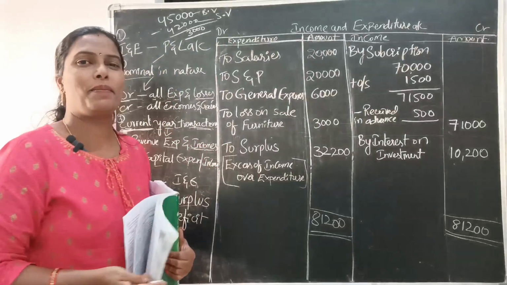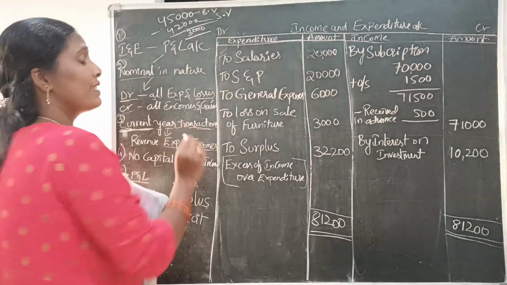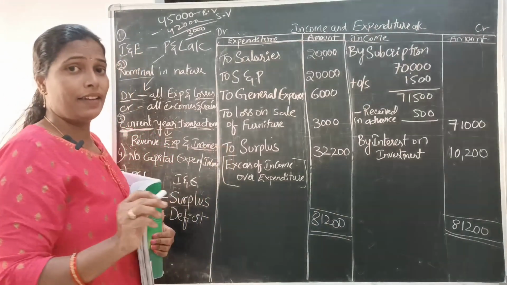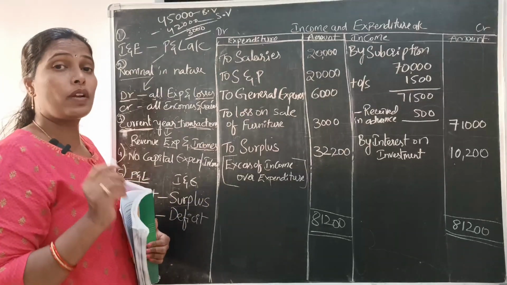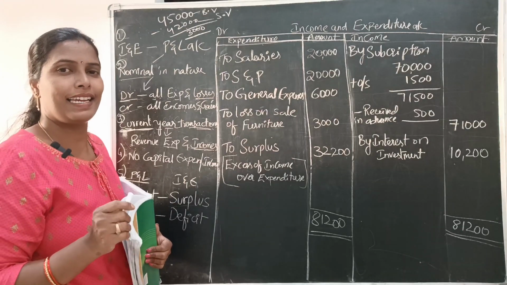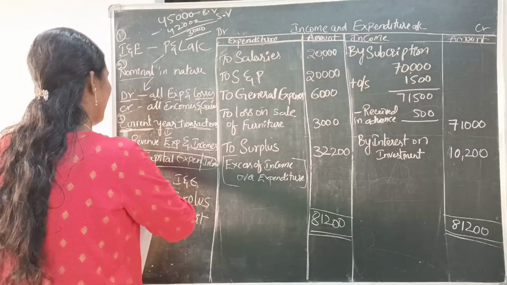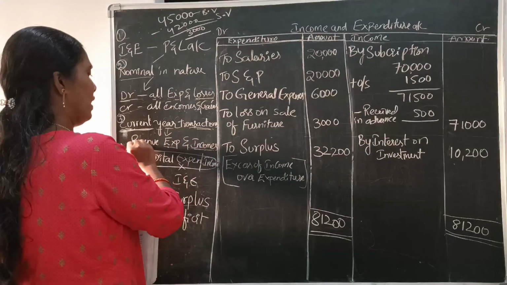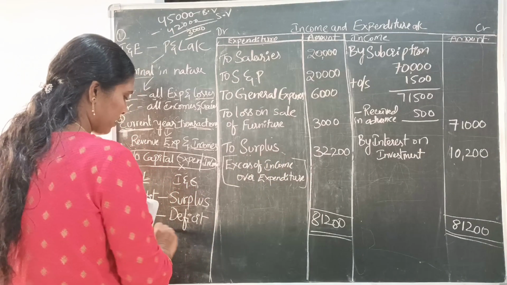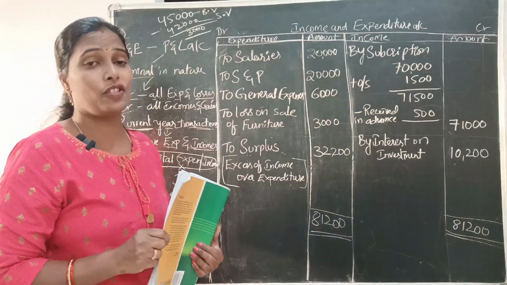So it is very easy. While preparing the income and expenditure account, simply remember these key points. We are going to consider only current year transactions, and only revenue expenses and revenue incomes will be taken into account. No capital expenditure, no capital incomes. Those will show in the balance sheet, so we don't consider them. And profit we call a surplus, and loss a deficit. If you remember these key points, it is very easy to solve the income and expenditure account.